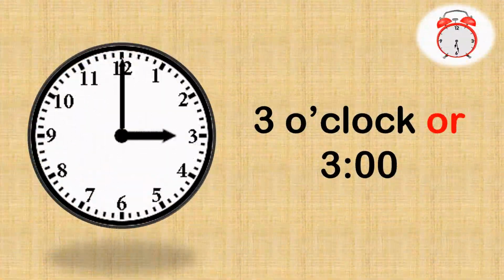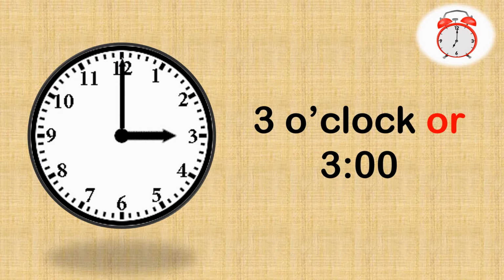Now let's find out what time it is on this clock. Look, the hour hand is on 3 and the minute hand is on 12. This means the time is 3 o'clock. We read it as 3 o'clock. We write it as 3 colon 0 0 or as 3 o'clock.